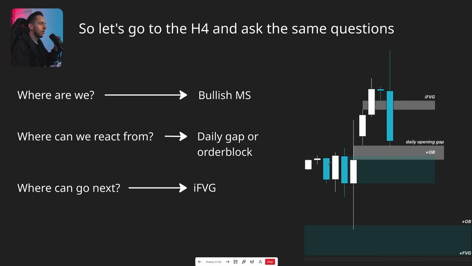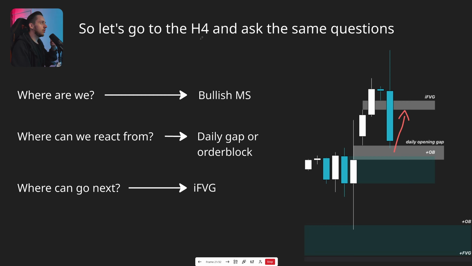Where are we? We are currently on bullish market structure. You got your high right here, your low right here, and price is currently trying to find its low, right? Where can we react from? We can react from this daily opening gap or this bullish order block. And where can we go next after this reaction? That would be this inverted fair value gap.